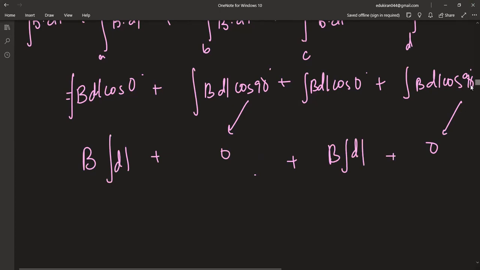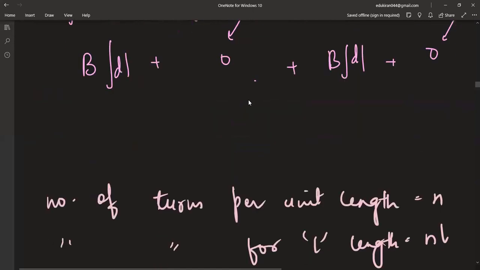Now when you are integrating over the entire length, you are left with B, L, where the length is L. This is 0, this is BL, this is also 0. So basically, you have obtained this, which is just one side of it, one portion of it. Fine. Now see one more thing.